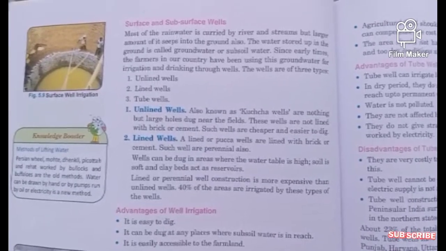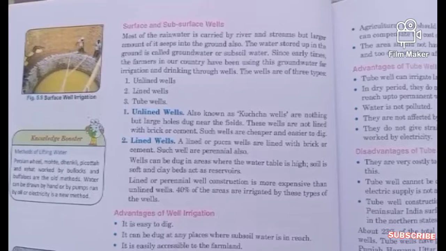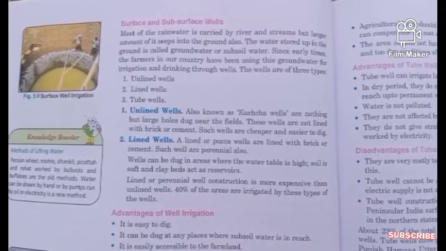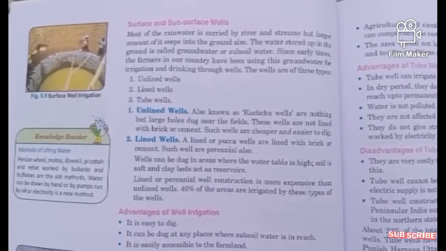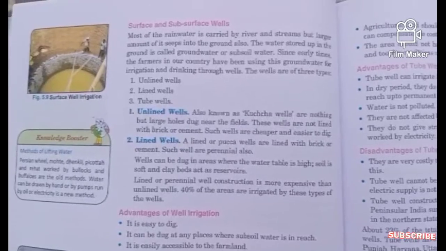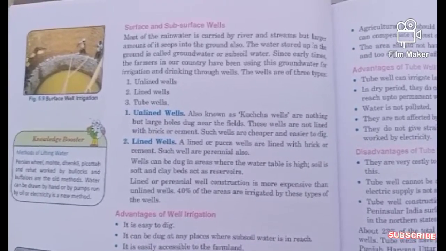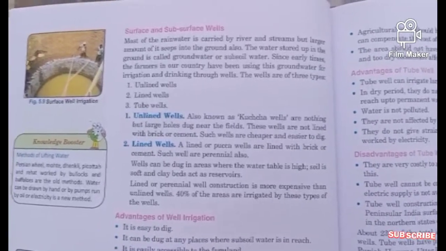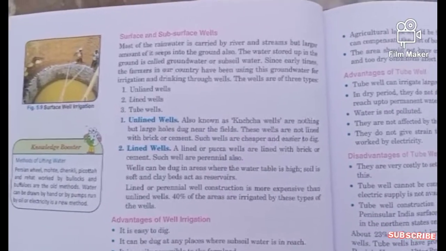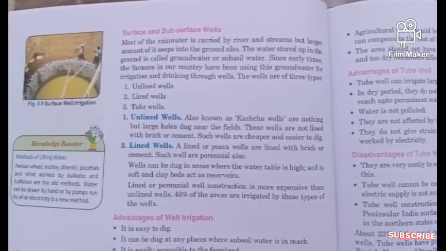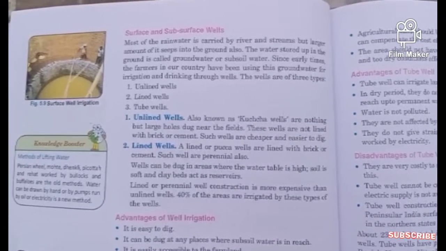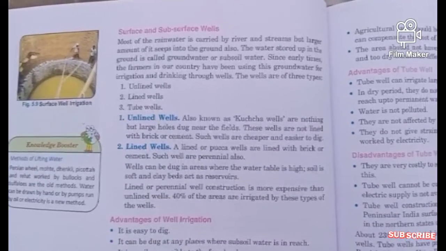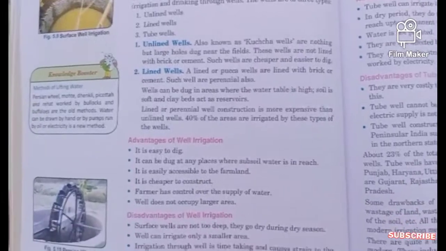Next one, lined wells. Lined wells are called pakka wells, and these are lined with brick and cement. And these are perennial ones because they are deeper inside, and they are built in order to store the water. Now wells can be dug in areas where the water table is high and the soil is soft, clay. So they will work as reservoirs and the water can be easily stored. Lined and perennial wells are more expensive than the unlined wells because of the building cost. So a total of 40% of India's land is irrigated by such lined and unlined wells.